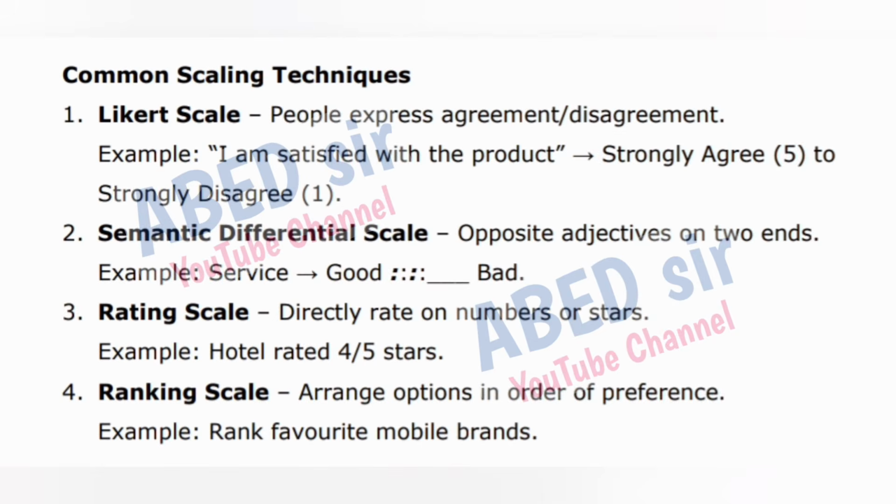Common scaling techniques. 1. Likert scale, people express agreement, disagreement. Example: I am satisfied with the product, strongly agree, 5, to strongly disagree, 1. 2. Semantic differential scale, opposite adjectives on two ends. Example: service good, bad. 3. Rating scale, directly rate on numbers or stars. Example: hotel rated 4/5 stars. 4. Ranking scale, arrange options in order of preference. Example: rank favorite mobile brands.